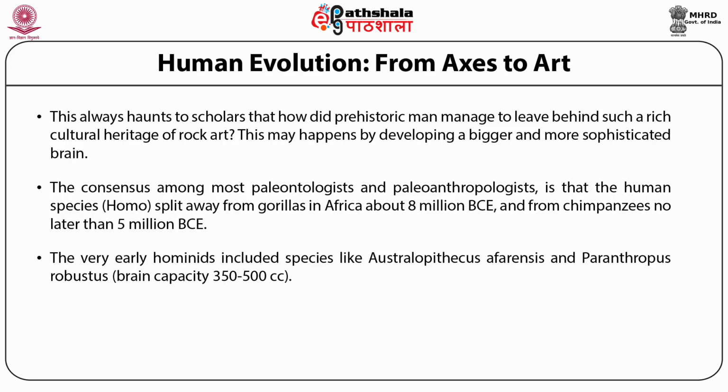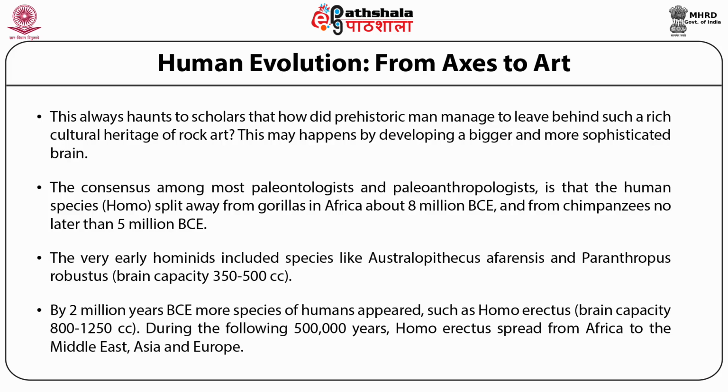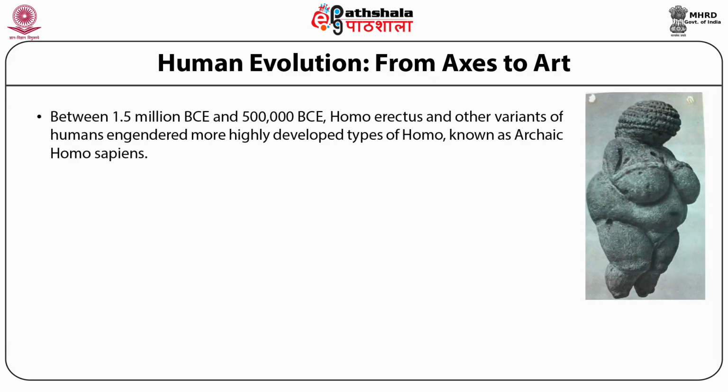About 2.5 million years BCE, some humans began to make stone tools like very crude choppers and hand axes, and newer species like Homo habilis and Homo rudolfensis emerged. By 2 million years BCE, more species of human appeared, such as Homo erectus. During the following 5,000 years, Homo erectus spread from Africa to the Middle East, Asia, and Europe. Between 1.5 million BCE and 500,000 BCE, Homo erectus and other variants of human engendered a more highly developed type of Homo known as archaic Homo sapiens.